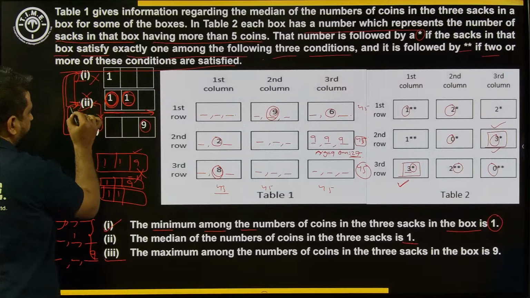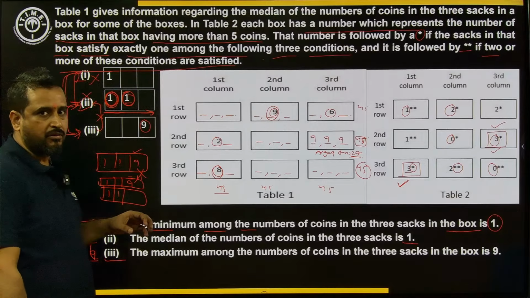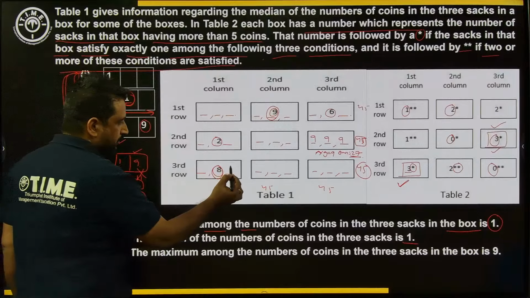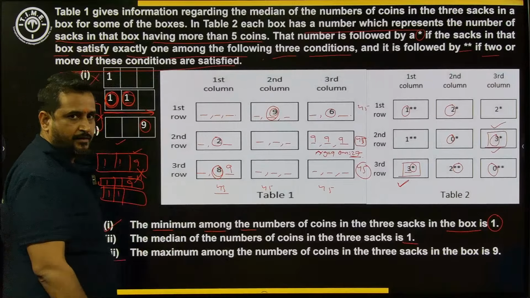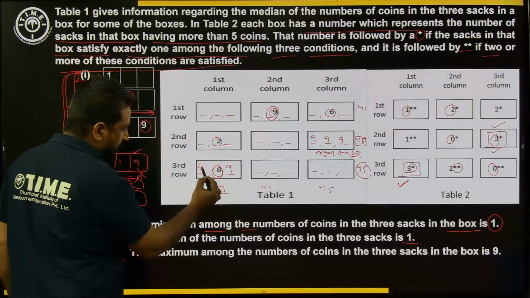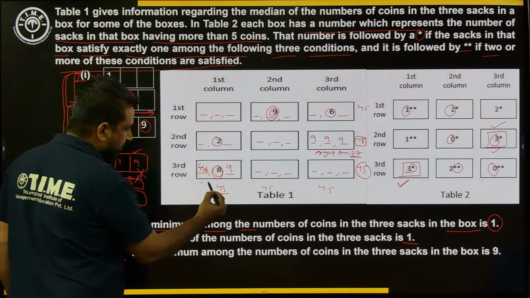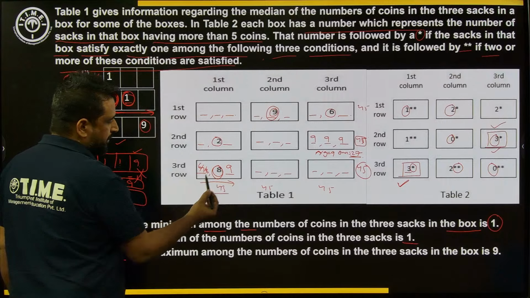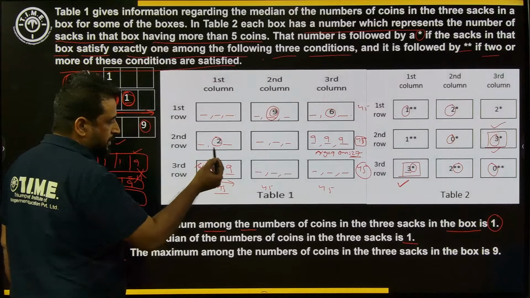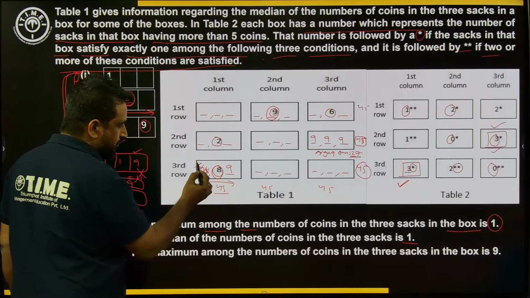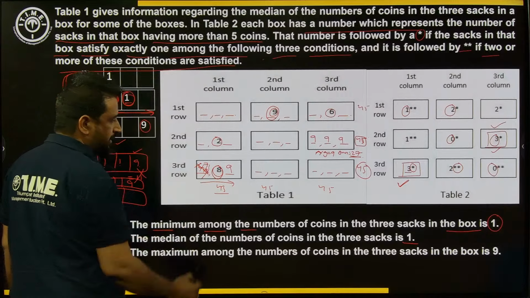It cannot be the second condition either, because all the sacks should have more than 5 coins. So this is the possibility. This number will be 9. Now here, which is possible? More than 5 means 6 or 7 or 8, because we are arranging the numbers in ascending order. Now 6 plus 8 is 14, plus 9 is 23. Not possible because it should be a multiple of 9. 7, 8 is 15, plus 9 is 24. Absolutely right. 8, 8 is 16, plus 9 is 25. Not possible. So the possible combination is 7, 8, 9.